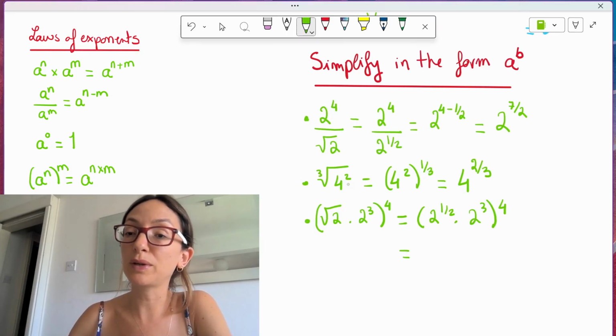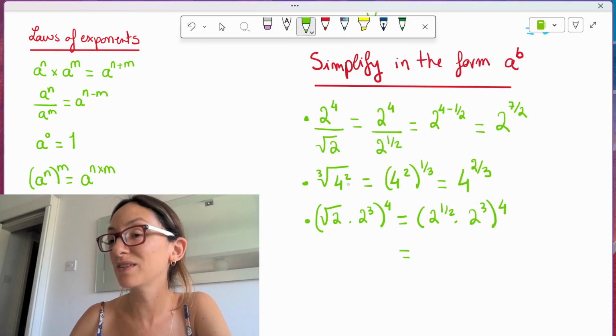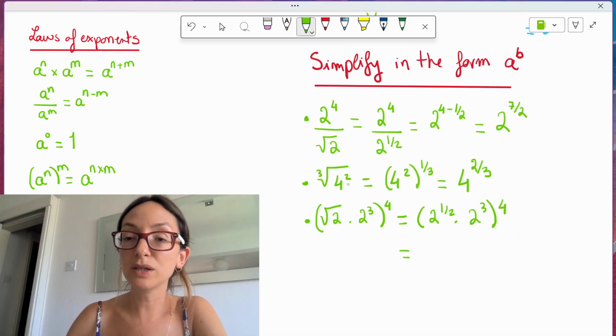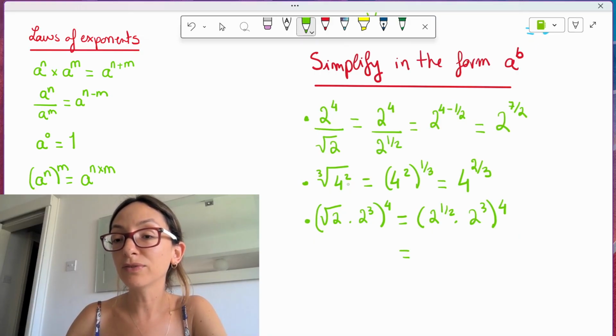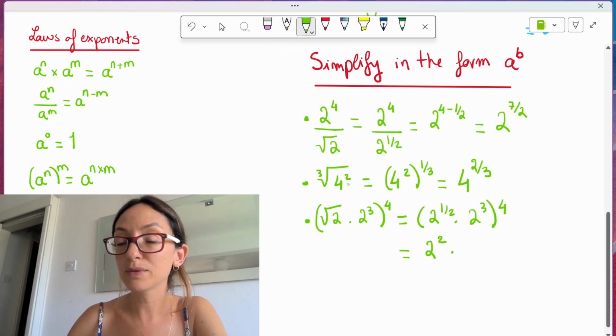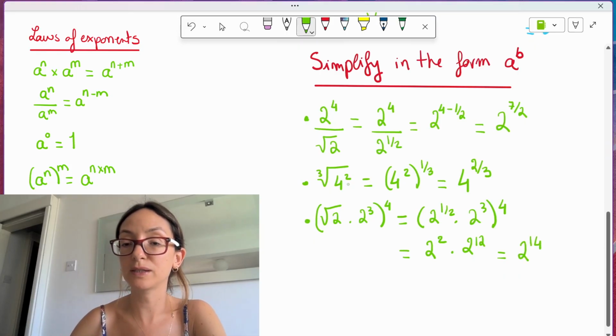So you should know that whenever you have a power over a product, you simply distribute the power over everything you have inside. And remember, this is not the case if this was an addition. It doesn't work that way. It only works when it's a multiplication or a division. So here we get a half times 4, which is 2, so 2 to the power of 2, times 3 times 4, which is 2 to the power of 12, and so in total, we add the powers here, so we get 2 to the power of 14.